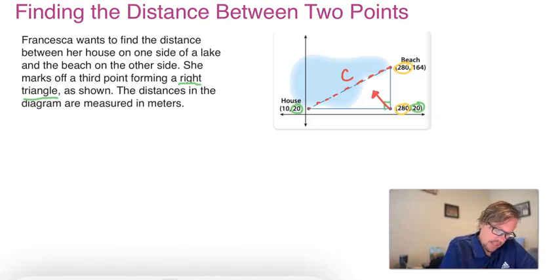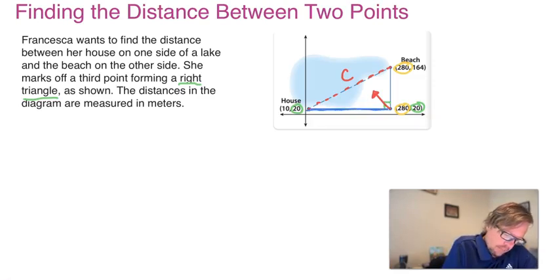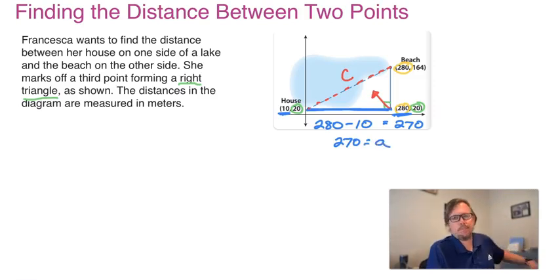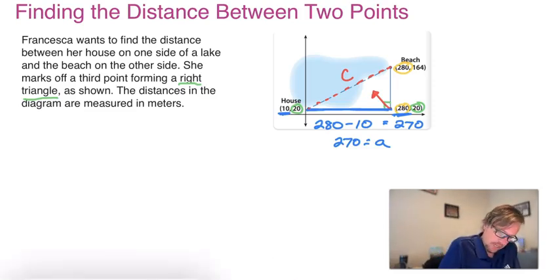So this leg right here at the bottom just means if we start at 10 and we end at 280 on the x-axis, how much is that? How far did we go? That's a simple subtraction problem. 280 minus 10 gives us 270. So the distance here is 270. Let's call that our A. We could call it our B if we wanted to, but I did that one first, so I'm calling that one A.